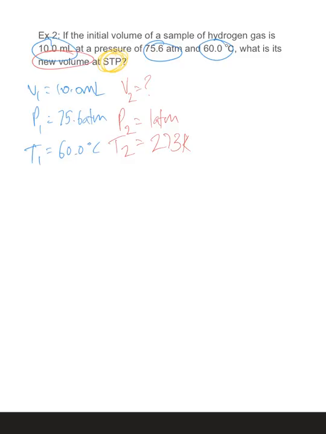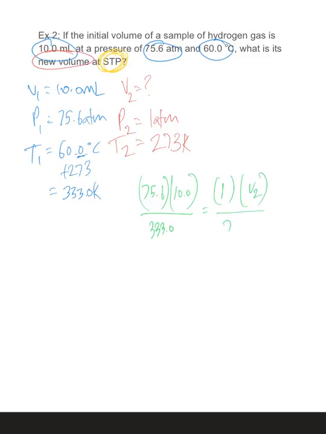And those are exact numbers, so those do not factor into our significant figures when we solve our final answer. But one thing I do want to make sure I do is add 273 here to get our initial temperature in Kelvin. And when I do that, I get 333.0 Kelvin, making sure I still go to the tens place there because my initial temperature goes to the tens place. Now I'm ready to go ahead and plug these in, and it becomes just like the last problem we solved. So P1, 75.6 times V1, 10.0 milliliters, all over T1, 333.0 Kelvin, equals P2, which is 1, times V2, all over T2.